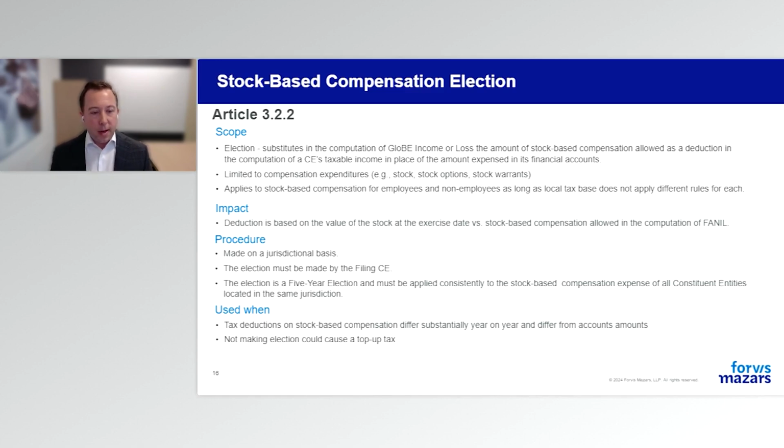And we've got this comment on all of our slides on when does it make sense to use this election? In this case, it's when you have significant tax deductions that are different than the deduction that we see in our financial statements, and that could throw off the impact of an ETR in certain years. So making this election to align with the actual tax deduction may make sense for companies as they're trying to align and report the appropriate ETR. So this is the stock-based compensation election, and it's in Article 3.2.2.